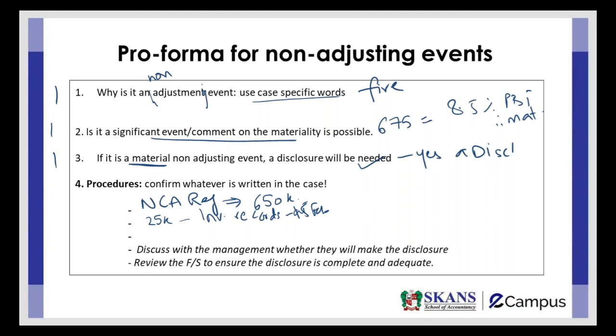So whatever is written in the case, I'm confirming it. They said the motor vehicles that were destroyed, their value, they did not say market value, guys. The recorded value was 650. I'll confirm it from the register. They said inventory worth 25 has been damaged. I will confirm it from the ledger.